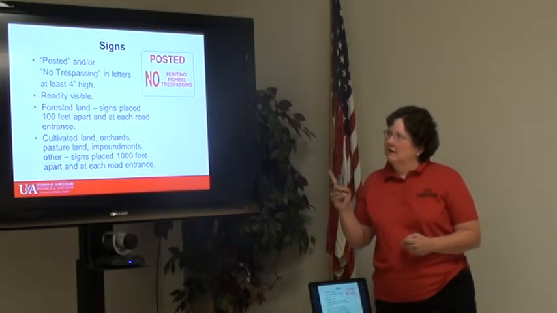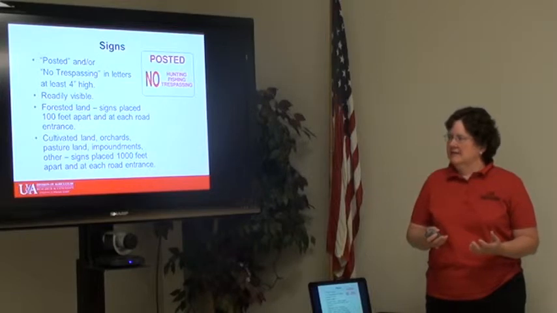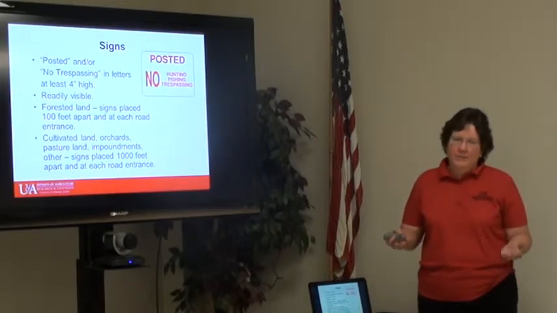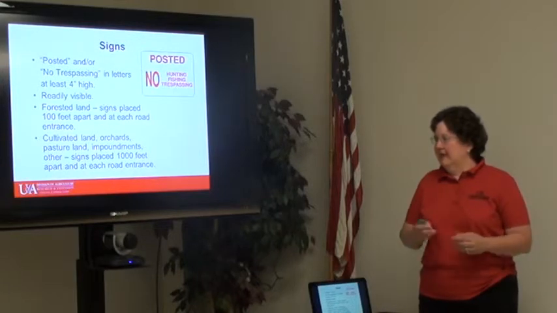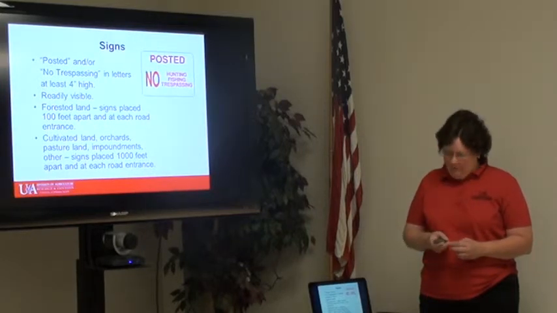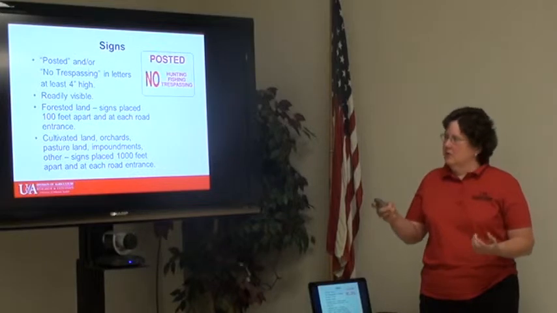The signs, there's also requirements on the signs. If it's in forested land, these signs have to be 100 feet apart. If it's on cultivated or more open lands, they can be up to 1,000 feet apart. And of course they need to be very visible. The letters have to be 4 inches high, and then certain words on it, posted or no trespassing.